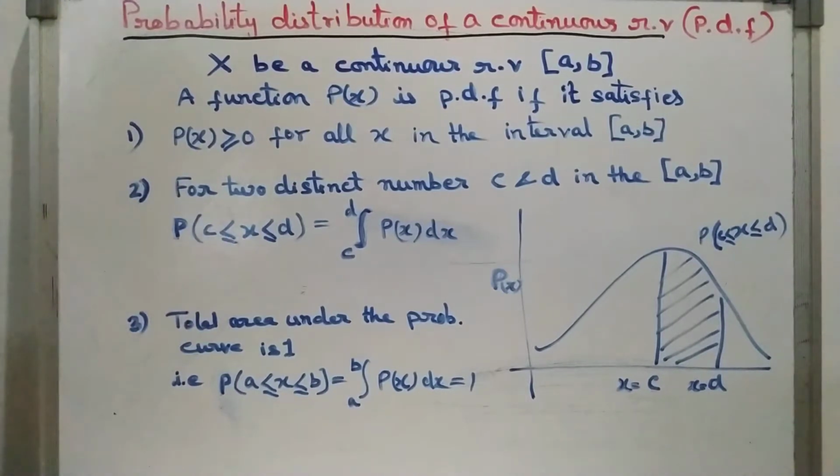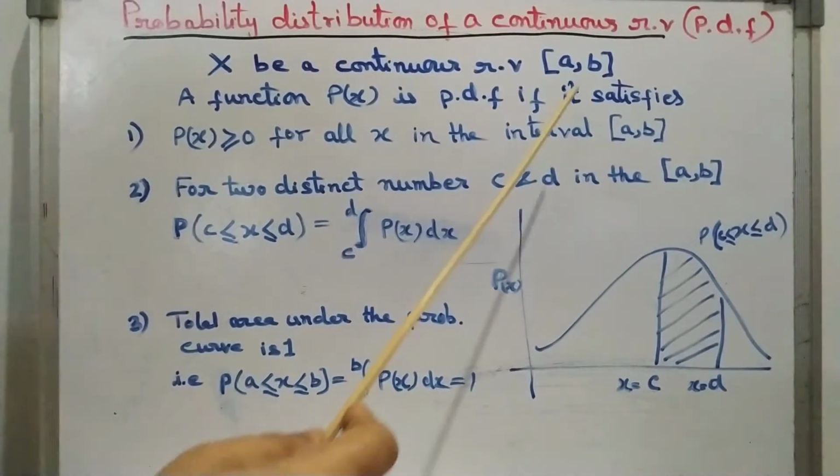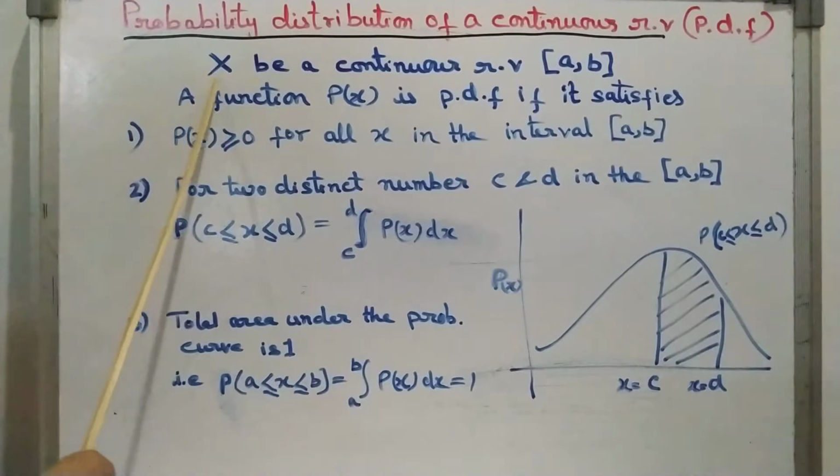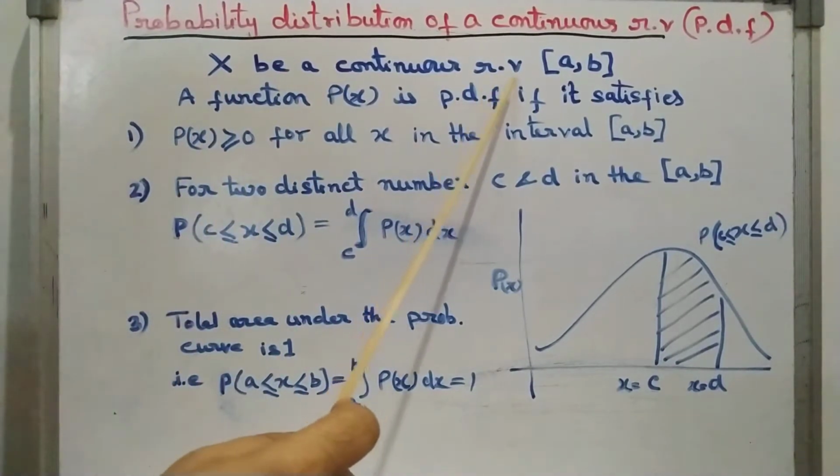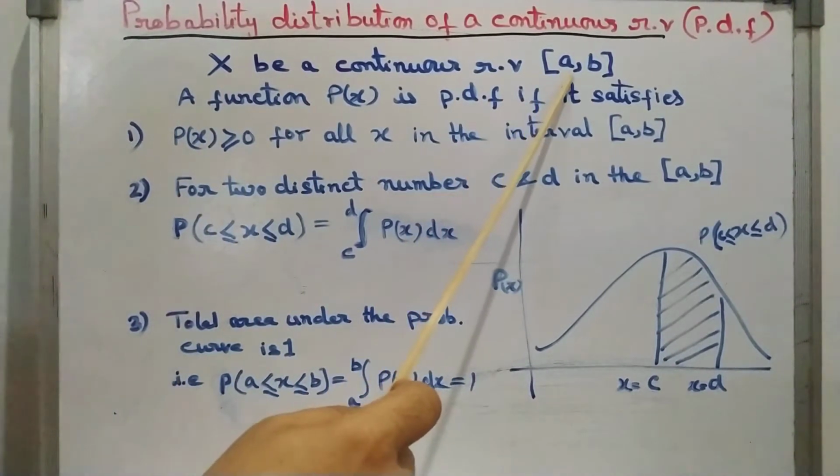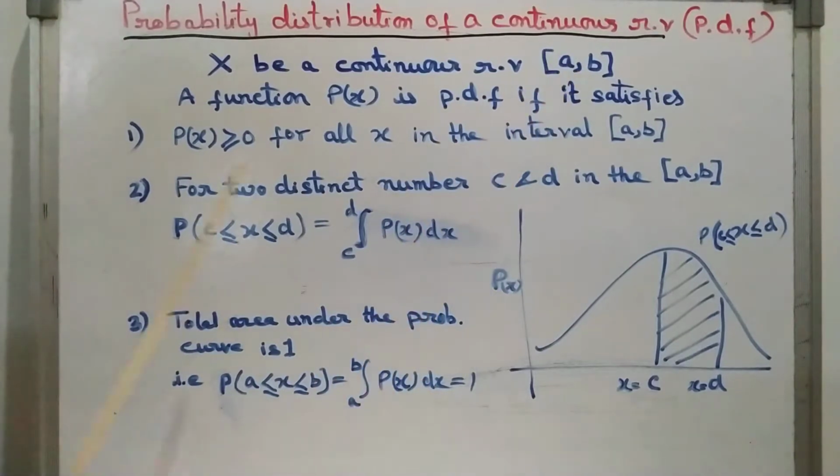Unlike discrete probability distribution, a continuous probability distribution cannot be presented in a tabular form. It has either a formula form or a graphical form. So let x be a continuous random variable taking values in the interval, suppose AB. Let x be a continuous random variable taking values in this interval AB.